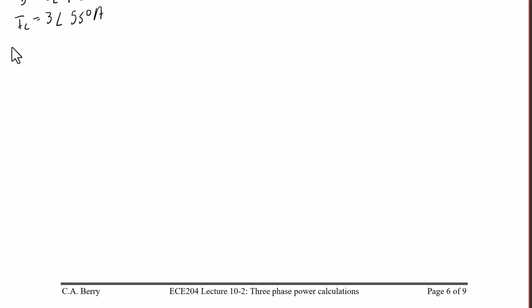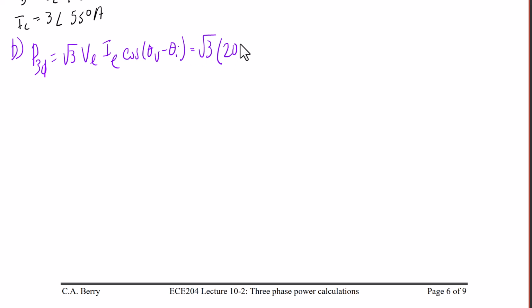So next we want to find the real, reactive, and apparent power delivered to the load. So first we're going to find the real power. So power 3 phase is going to be equal to the square root of 3 VL IL cosine of theta V minus theta I. So this is going to be the square root of 3 times 208 times 3 times the cosine of 35 degrees, which is 885.3 watts.